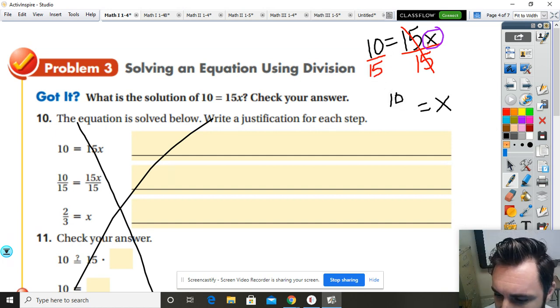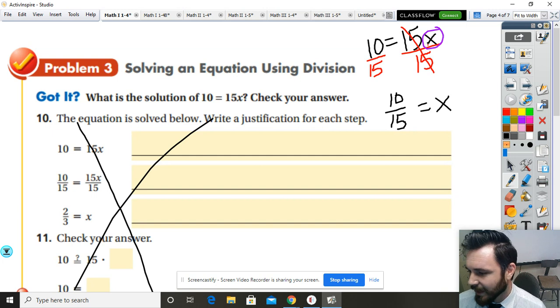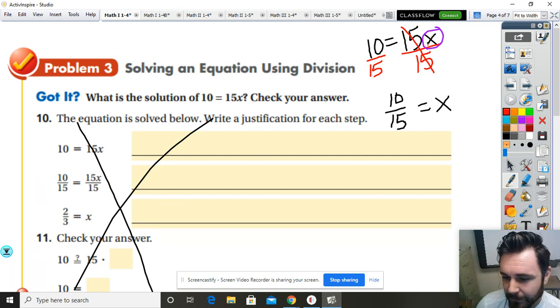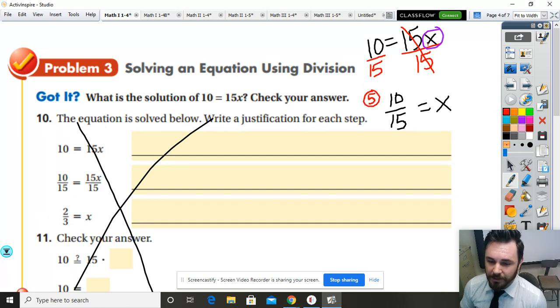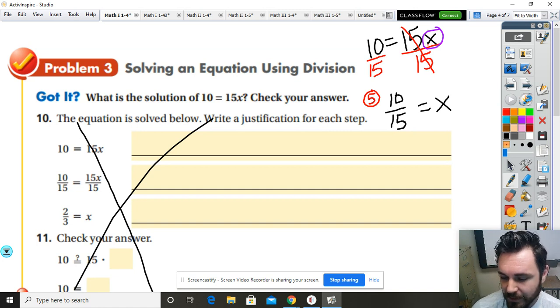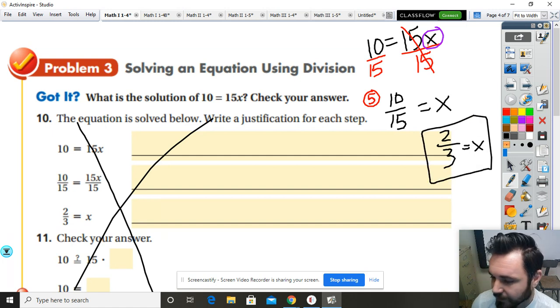And so I do get 10 over 15, but as we get better and better at this, what do you notice about 10 and 15? That is a fraction, but they can reduce. It looks like the greatest common factor between 10 and 15 is 5. So I can divide 10 by 5 to give me 2. I can reduce 15 by 5 to give me 3. This would be my final answer.